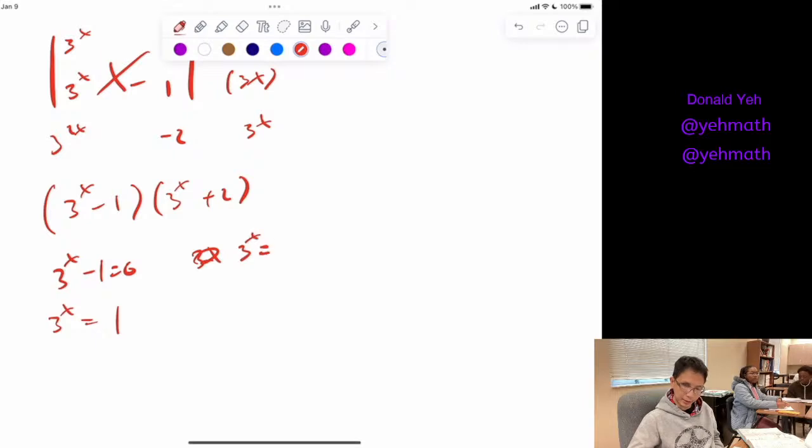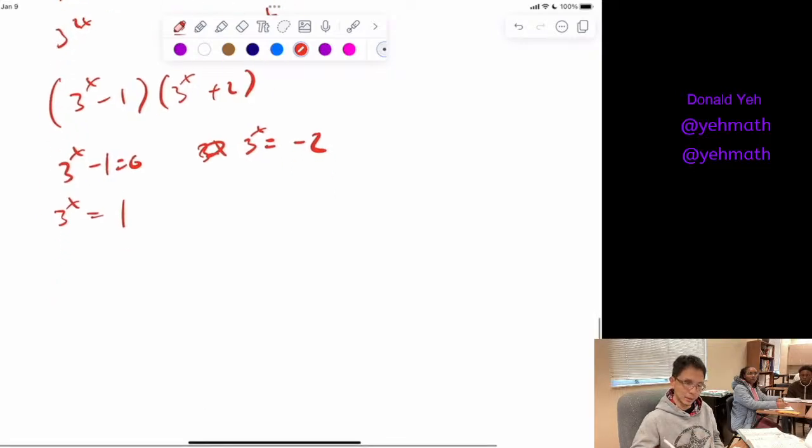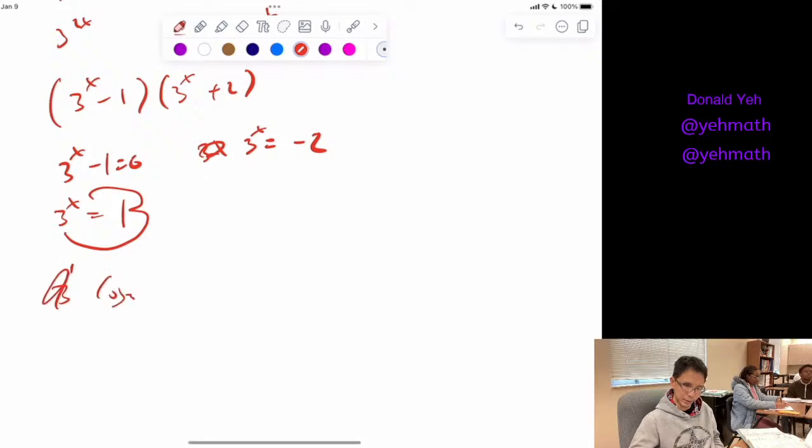3 to the x equal to -2. That would never happen. This is why log cannot be negative. So 3 to the x does not equal -2. Even if you got a negative power, it does not give you -2. And then now what you're going to do is log base 3 of 1 is equal to x.